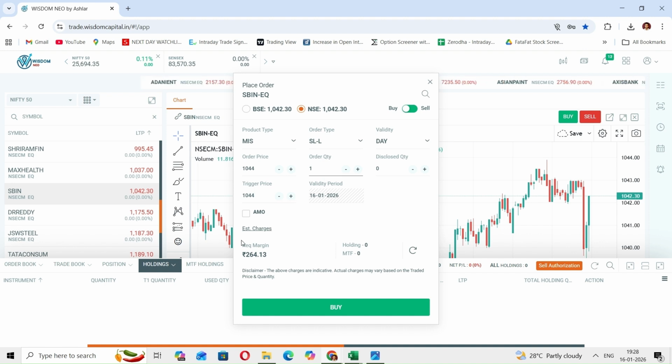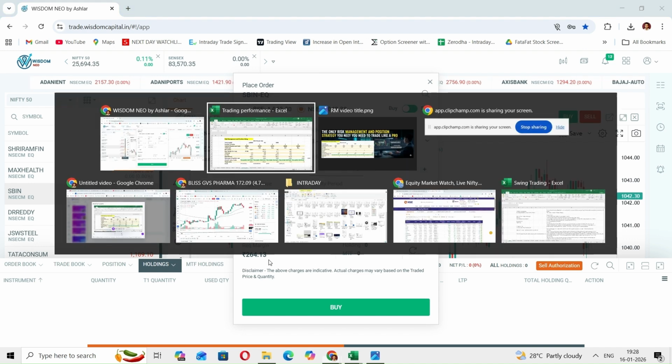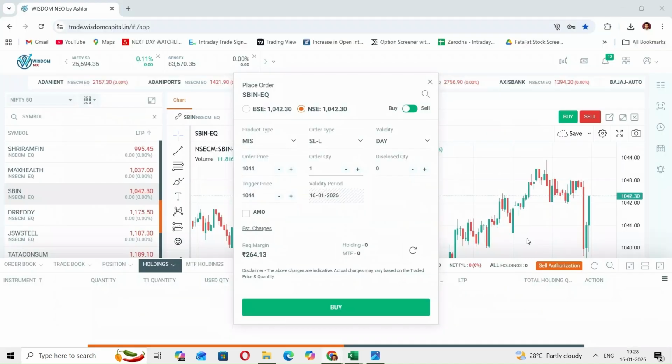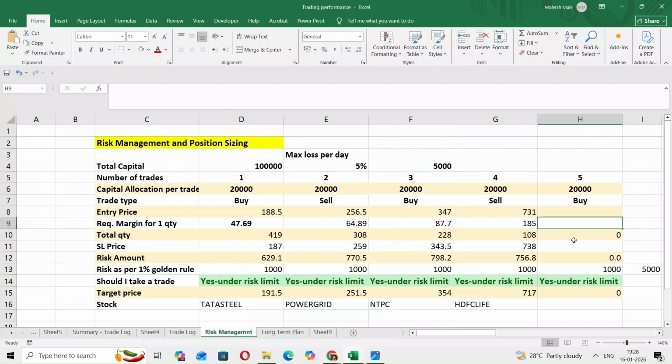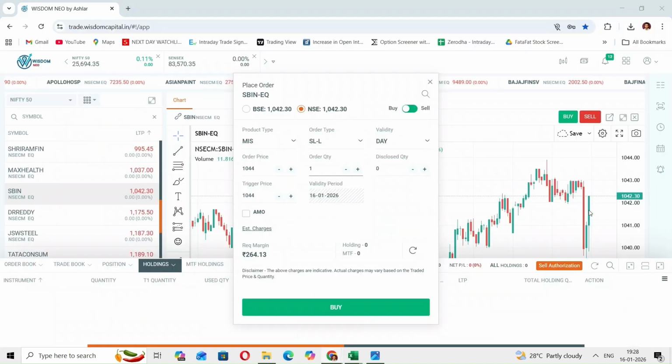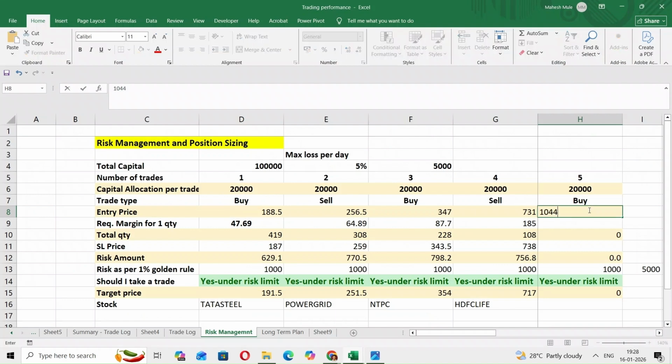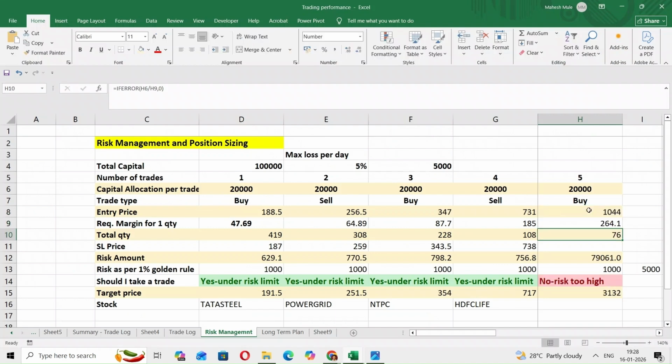So the required margin for one quantity is around 264 rupees. So I will keep here 264.13. 1044 is the buying price, 264.1 is my required margin for one quantity. So I can take around 76 quantity, total quantity, which I can take in the SBIN trade.